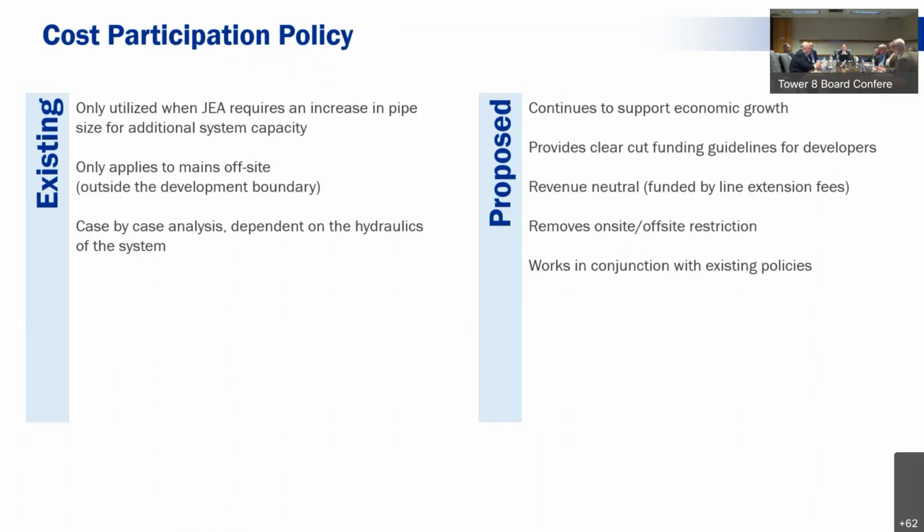So the proposed policy continues to support economic growth. It provides clear-cut funding guidelines for developers, enabling them to plan. It is revenue neutral. It is funded by our current line extension fees that are in existence. And we remove the on-site, off-site restriction, so now it's just based on size of pipe. It also works in conjunction with the existing policy. So this really isn't replacing ours, it's actually providing another tool in the toolbox for developers to utilize.